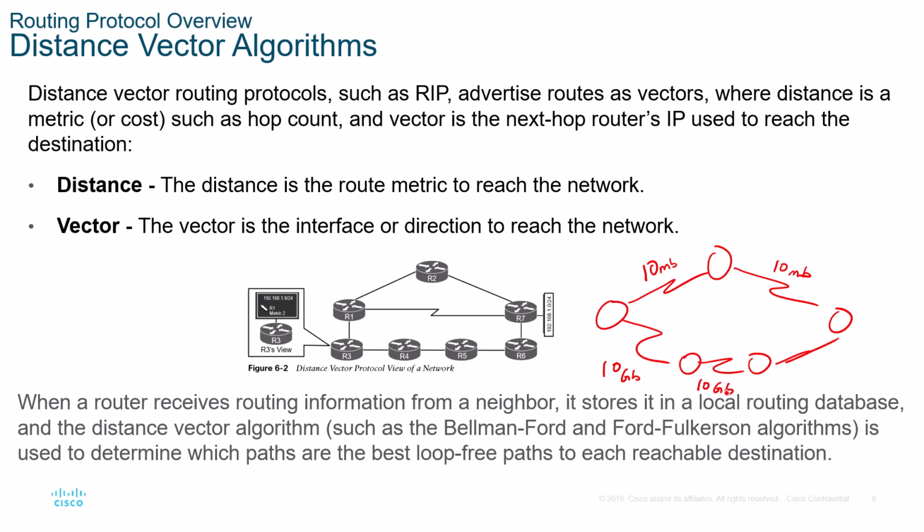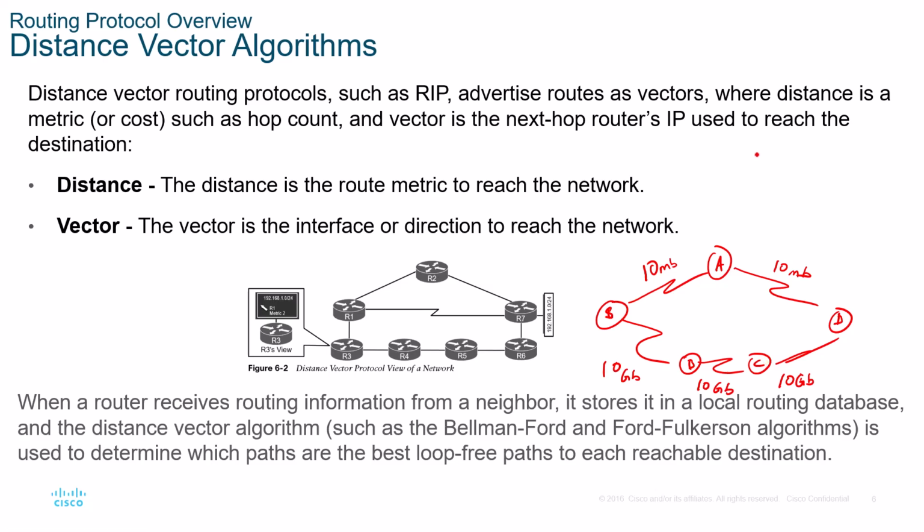So let's assume we have 10 gig all the way through the bottom. Source, destination, A, B, C. How do I get from source to destination?